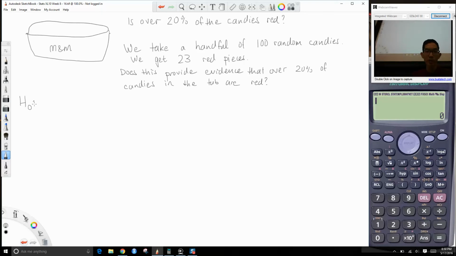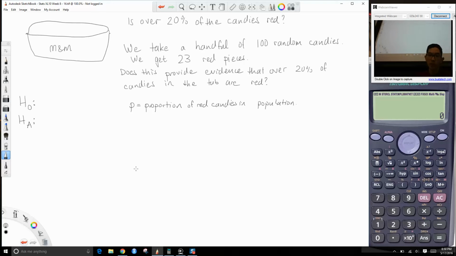So our null hypothesis is going to be about the proportion that's red, okay? So we're going to say P is going to be the proportion that is red in the population. So proportion of red candies in the population. Okay, so we have a null hypothesis and an alternative hypothesis. This is step one, is coming up with the hypotheses.